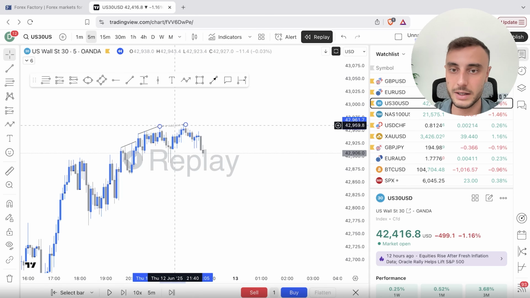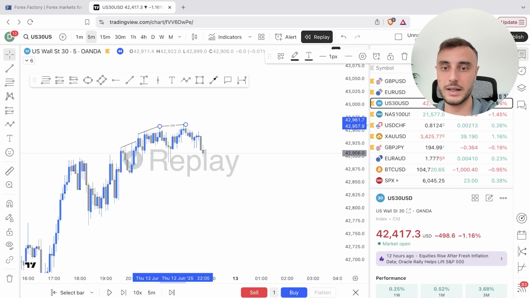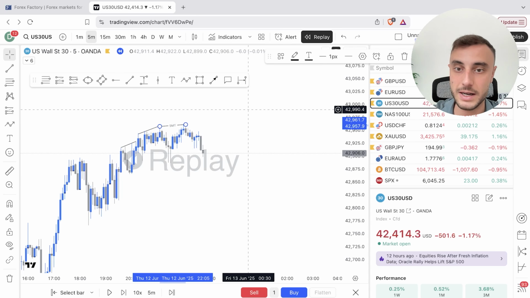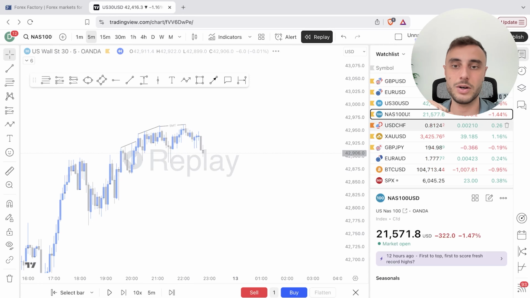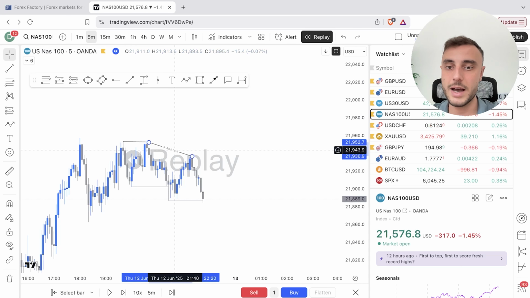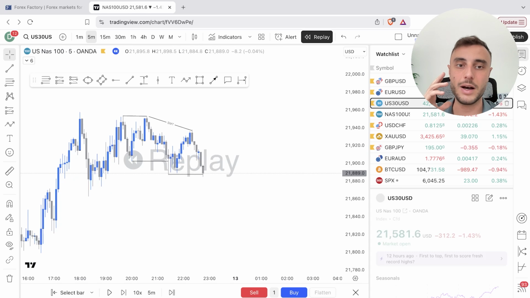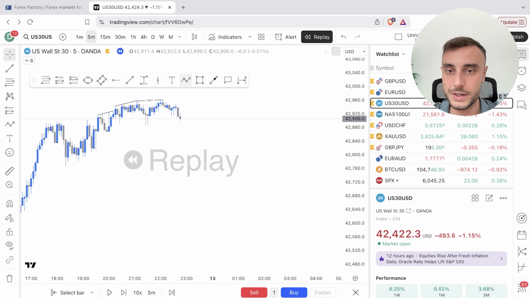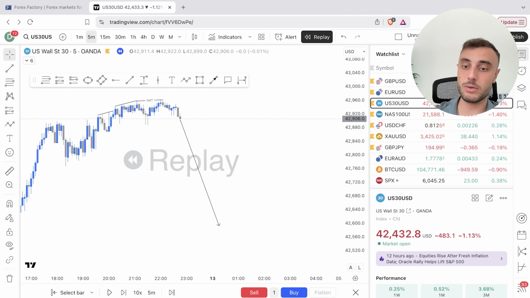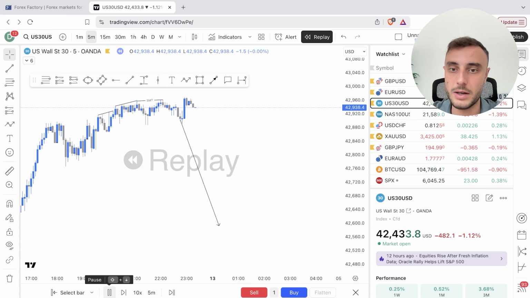So we can mark these lines here and mark them with SMT to know that we have an SMT divergence on these two markets. And because of this, we now expect an impulsive move towards the downside on both of them. Okay, and now let's play the price and see what happens next.